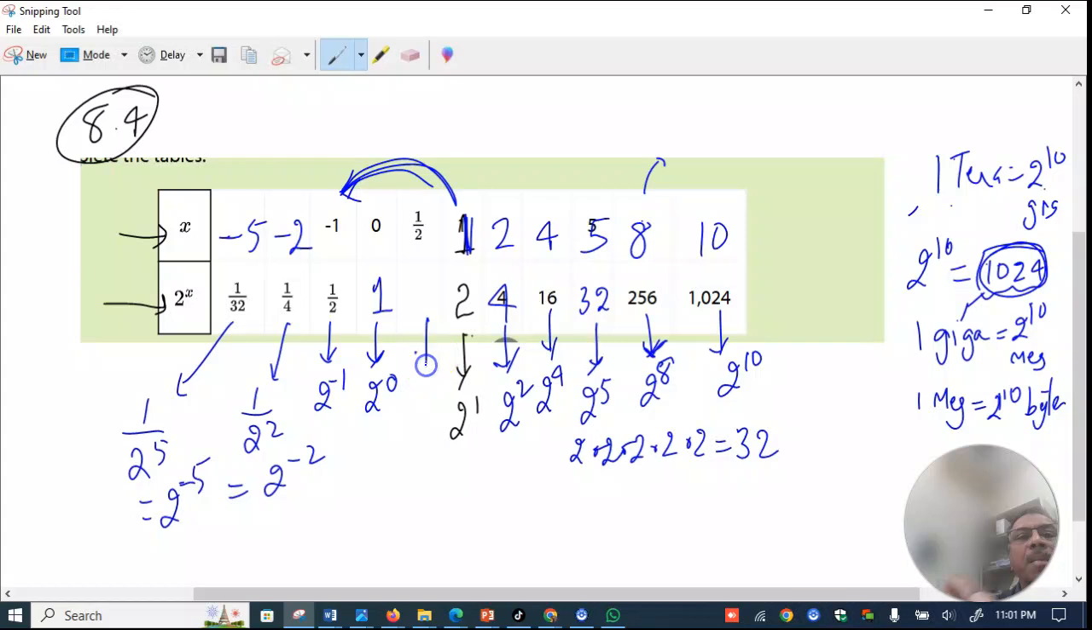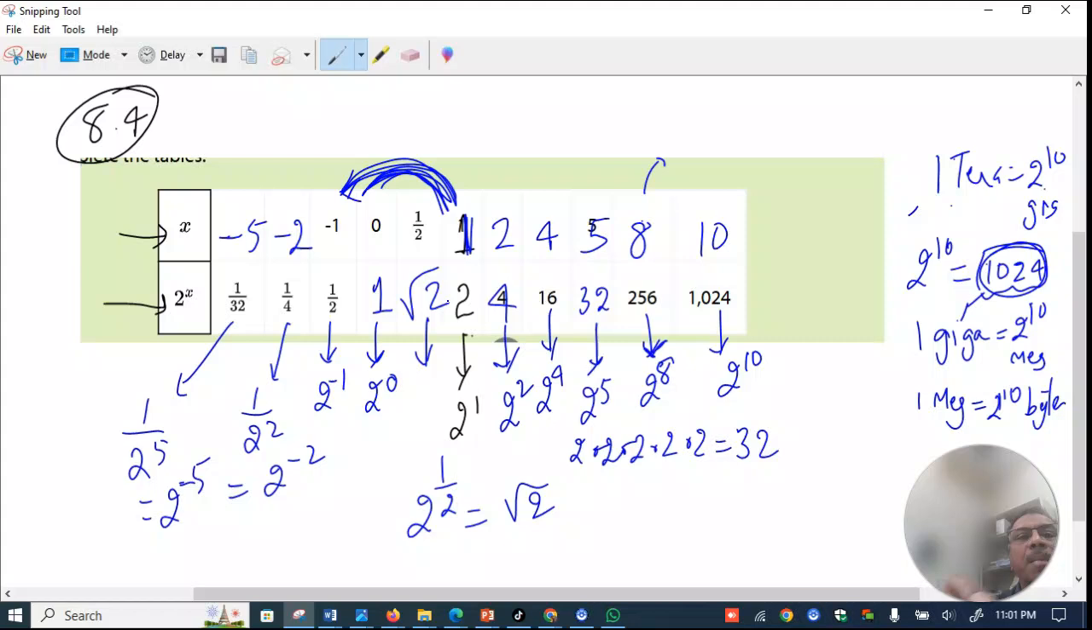So the question is, what is this? And this is between 0 and 1. So let's write it as 2 raised to half. And 2 raised to half is the square root of 2. So this is the square root of 2. And this completes the whole thing.